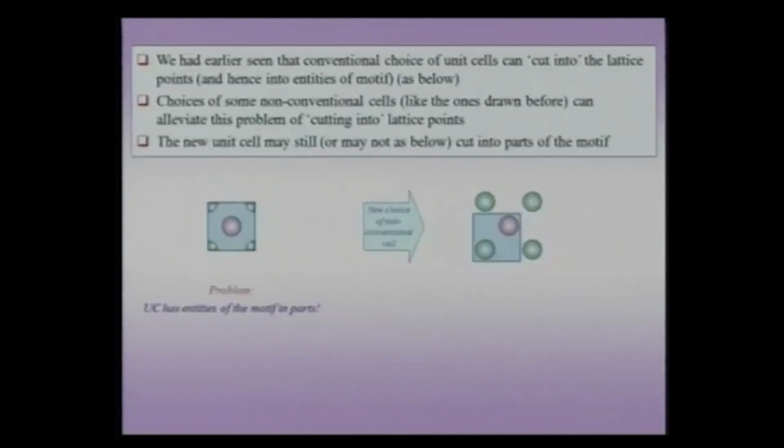And we had said that suppose you are not interested in cutting up the entities in representation of the unit cell, then such a choice of unit cell, the one on the left hand side has shown entities in cut form, the one on the right hand side shows that the unit cell has one green circle and one brown circle, which is what we understand from the fact that it is a primitive unit cell.